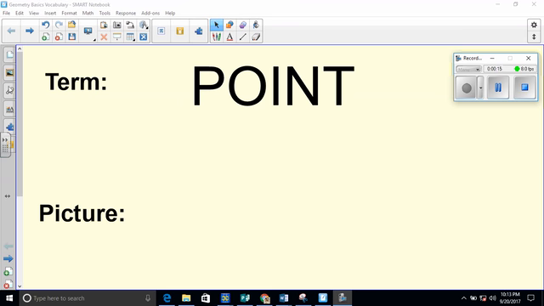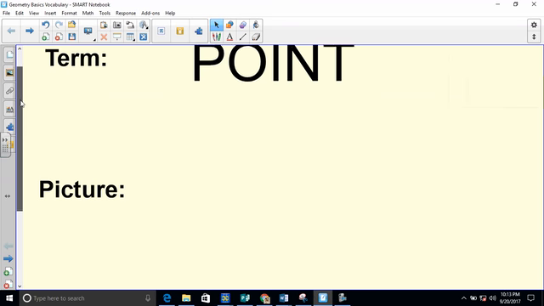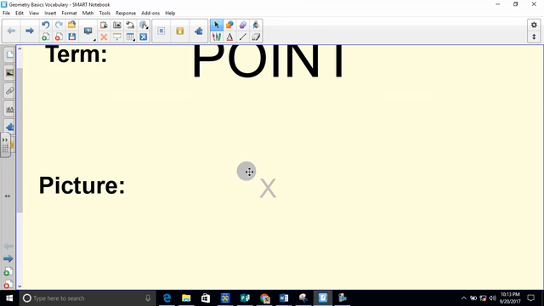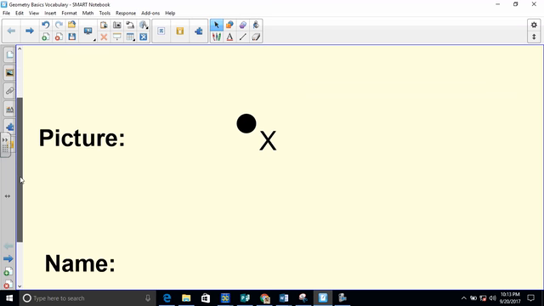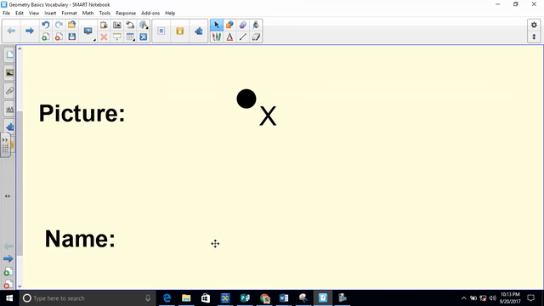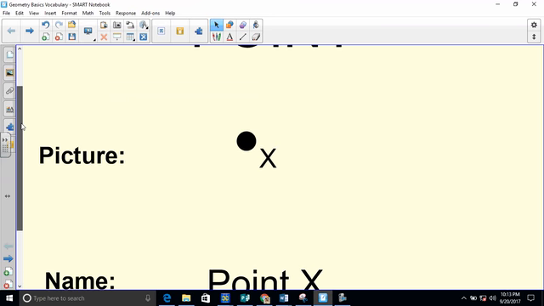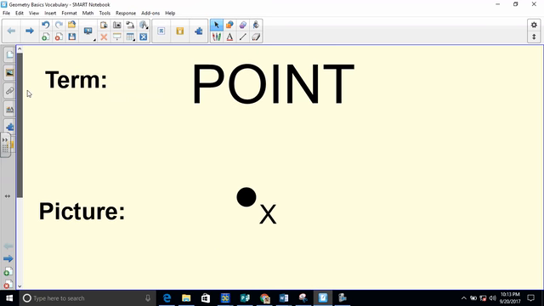All right, so our first term is point. And so a point is really just what you think it is, a point. And in this picture, it's labeled as point X. And then to name it, we just literally say point X. Okay, and it's with a capital letter X. So to name a point, you use a capital letter.